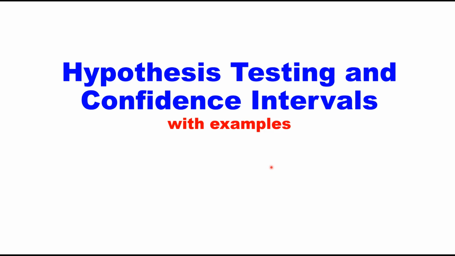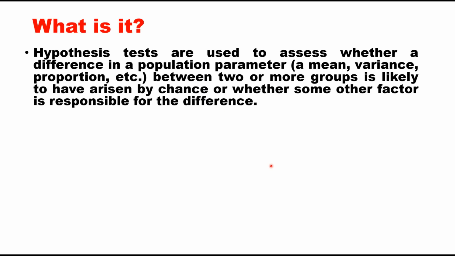Hello friends, today we are going to discuss hypothesis testing and confidence interval, and I will take some examples from transportation engineering. So let us first understand what a hypothesis is. Hypothesis tests are used to assess whether a difference in population parameter between two or more groups is likely to have arisen by chance or whether some other factor is responsible for the difference. And this population parameter can be either a mean or a variance, or it can be proportion also.